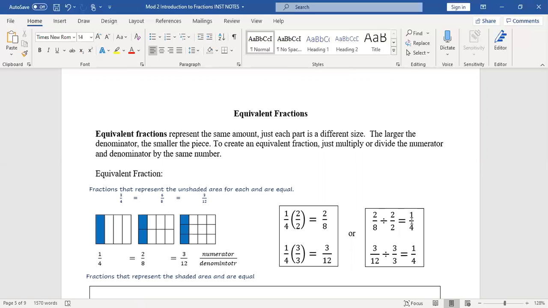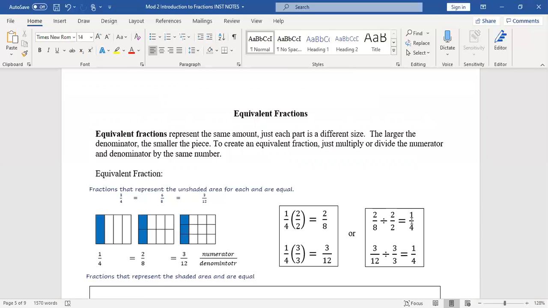I have 1/4, 2/8, and 3/12. I have the same size rectangle. It's just the first rectangle is broken down into 4 pieces. The second rectangle is broken down into 8 pieces. And the last rectangle is broken down into 12 pieces. But the shaded area represents the same amount of that rectangle.